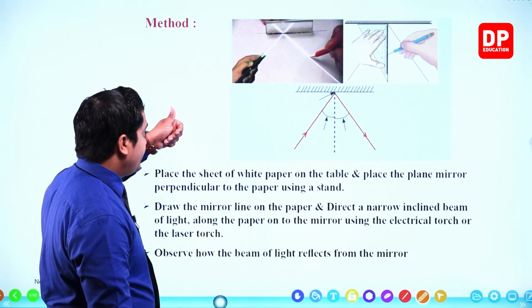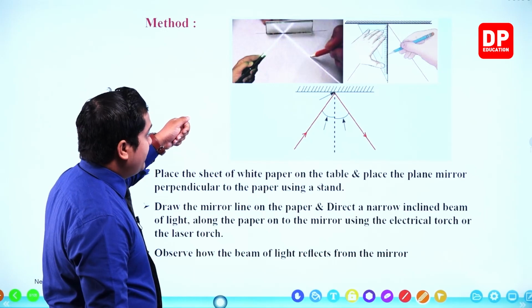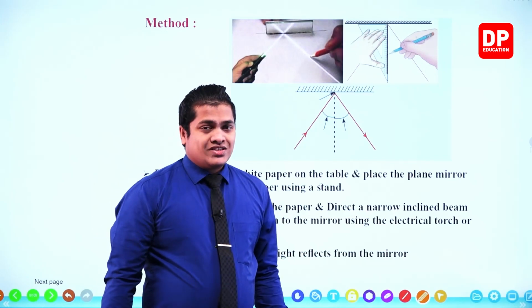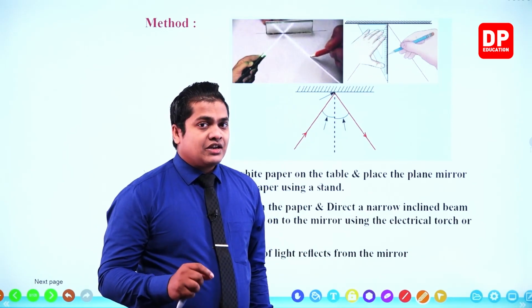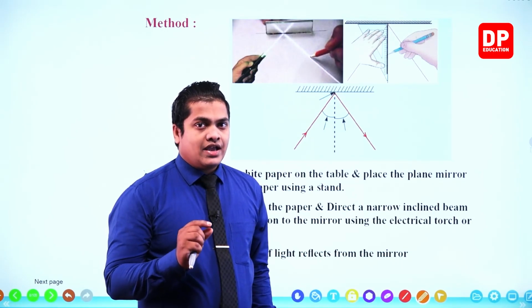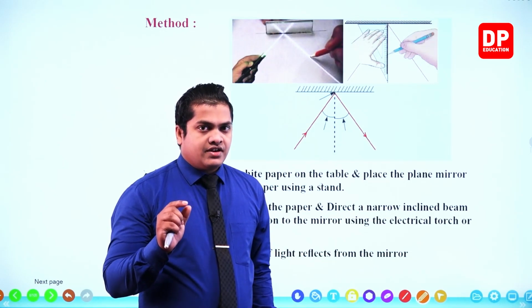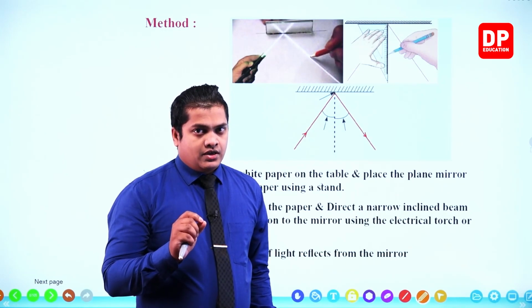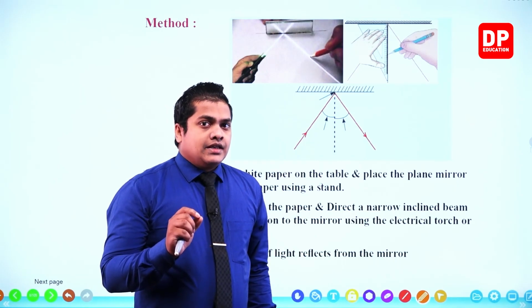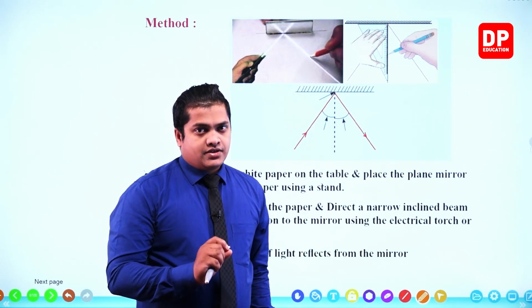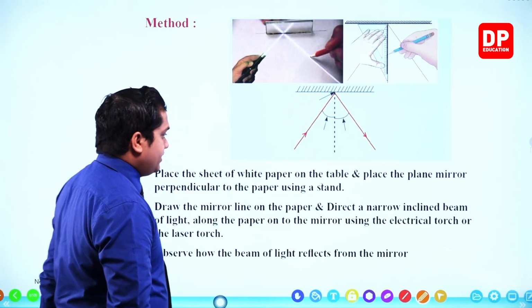Then what do you have to do? You have to direct the laser beam or the torchlight towards the mirror. Rather than using a torch, my dear children, it's better to use a laser torch, because we can clearly identify how the light rays are going to travel after reflecting on a certain surface, without any trouble. That's why using a laser torch is somewhat convenient for this experiment. So here it is given.